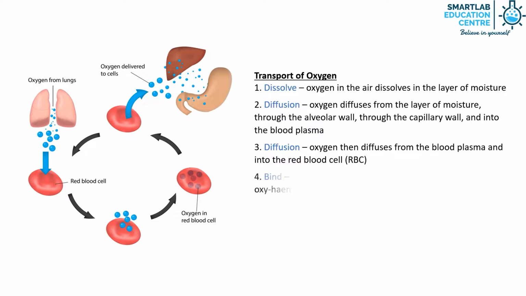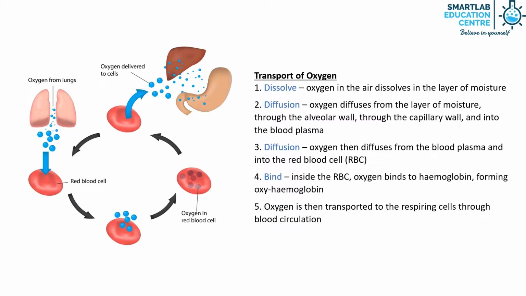Inside the RBC, oxygen binds to hemoglobin, forming oxyhemoglobin. Oxygen is then transported to the respiring cells in the form of oxyhemoglobin through the blood circulation.